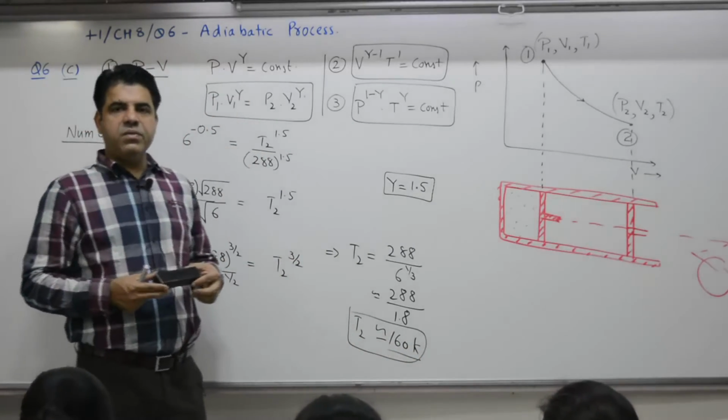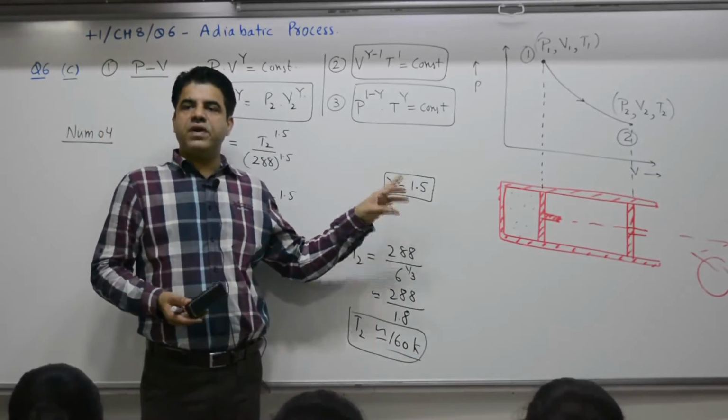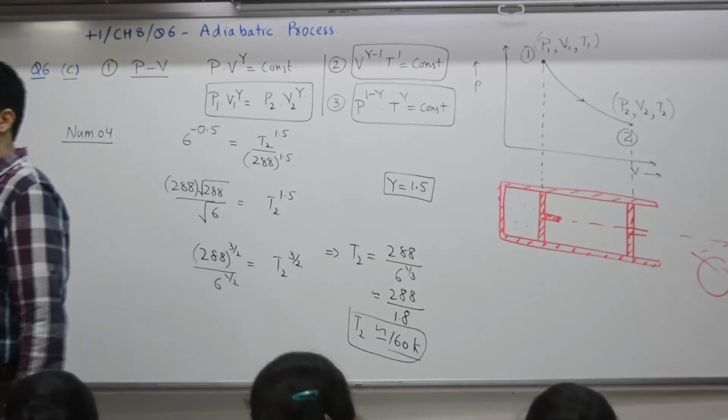See why the answer is different from the book? Because we are taking gamma to be 1.5. In the question, gamma is 1.4.